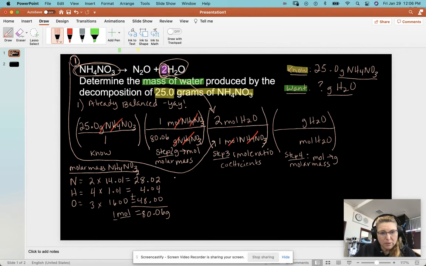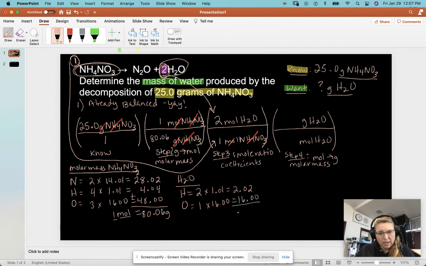So, but this time we're doing H2O. So we have hydrogen and we have oxygen. We can see that hydrogen has a subscript of 2, so we're going to put that there. And oxygen doesn't have a subscript, so there's only 1. So 2 times the mass of hydrogen from the periodic table, which is 1.01, is going to be 2.02. And the mass of oxygen from the periodic table is 16.00.